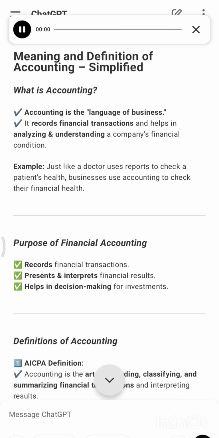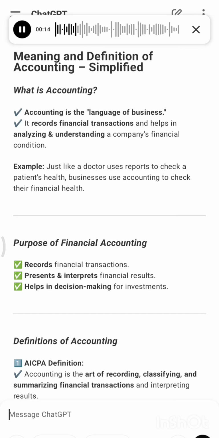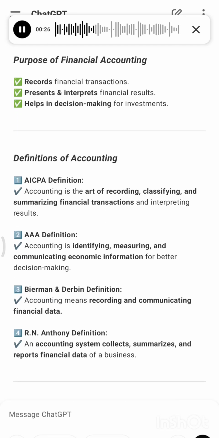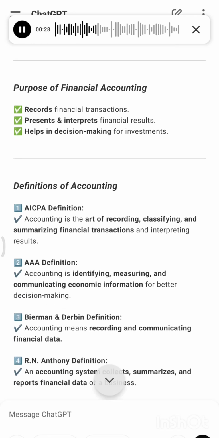Meaning and definition of accounting, simplified. What is accounting? Accounting is the language of business. It records financial transactions and helps in analyzing and understanding a company's financial condition. Example: just like a doctor uses reports to check a patient's health, businesses use accounting to check their financial health. Purpose of financial accounting: records financial transactions, presents and interprets financial results, helps in decision-making for investments.